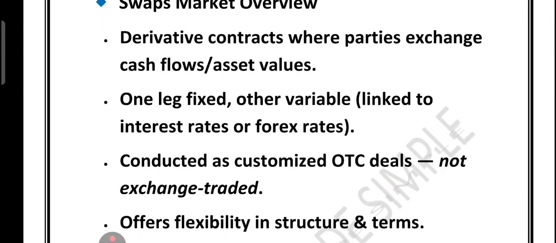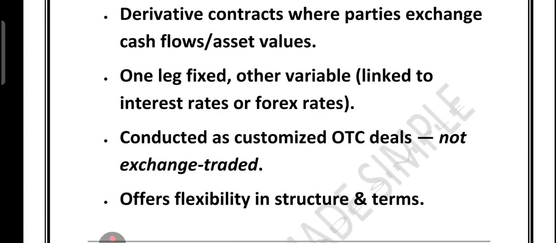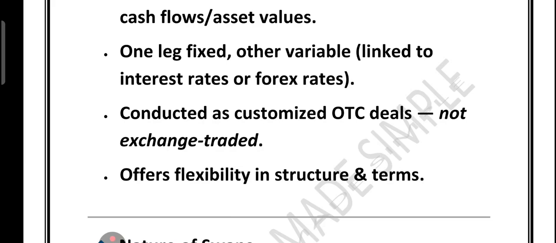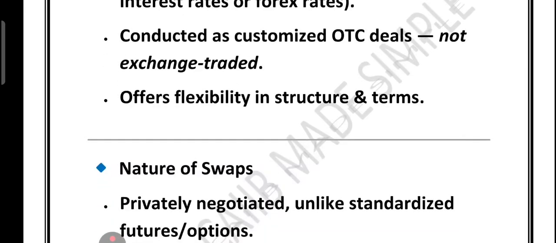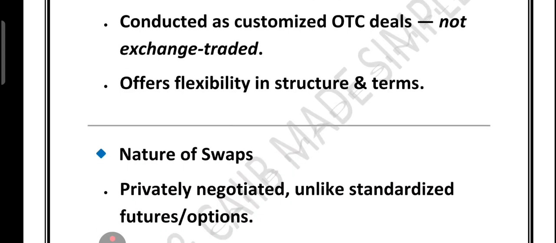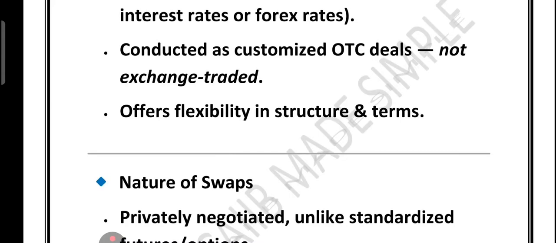Remember, these deals are not traded. They are not exchanged like a stock or future. Instead, they are customized and privately arranged between the two parties. That is what we call OTC trading. So a question may be asked whether swap deals are traded on an exchange like a stock and future. No. They are customized and privately arranged between the parties. One party agrees to pay a fixed rate, the other pays a variable rate. The biggest advantage of the swap is flexibility, which means both sides can design the contract as per their need. In short, swaps help institutions manage risk or adjust cash flow according to changing market conditions.